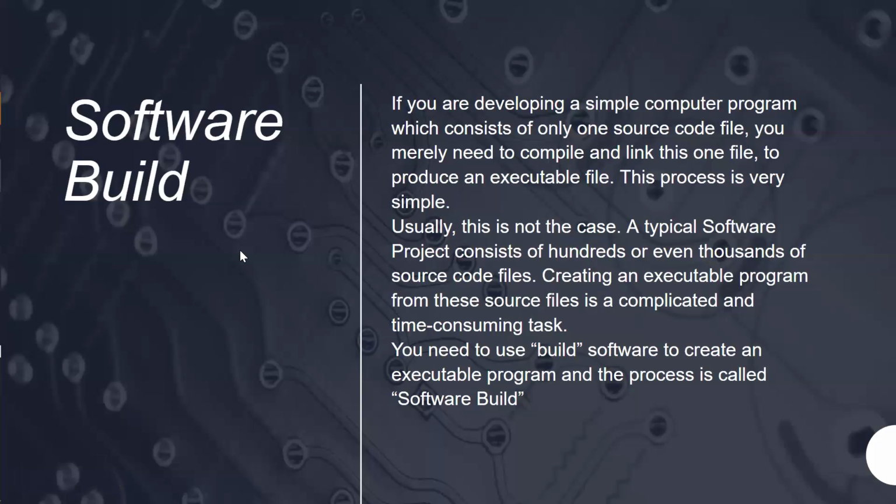All right. So if you are building software, if you're developing a simple computer program which consists of only one source code file, you merely need to compile and link this one file to produce an executable file. This process is very simple, right? But a typical software consists of hundreds or even thousands of source code files. So a software build can just be like the application build that you're churning out.